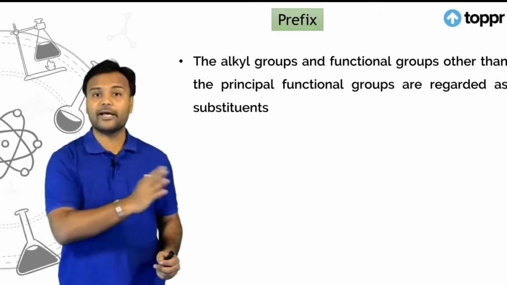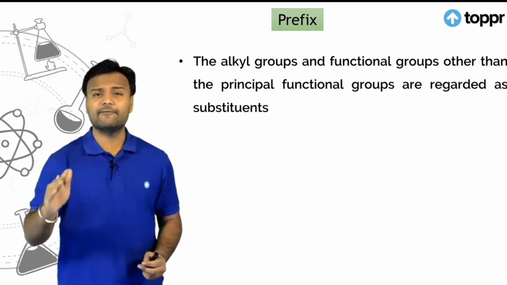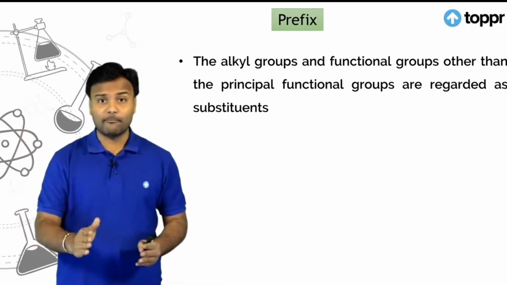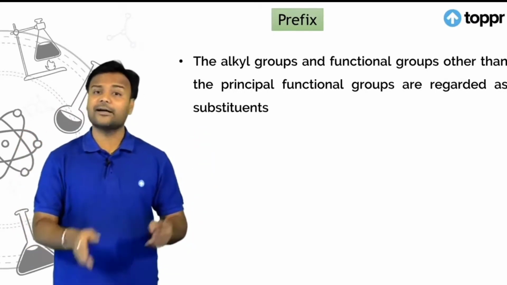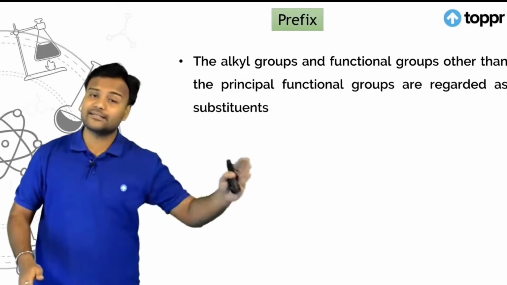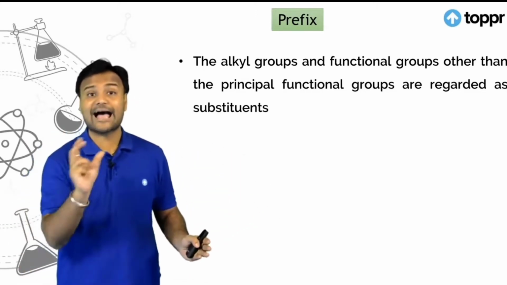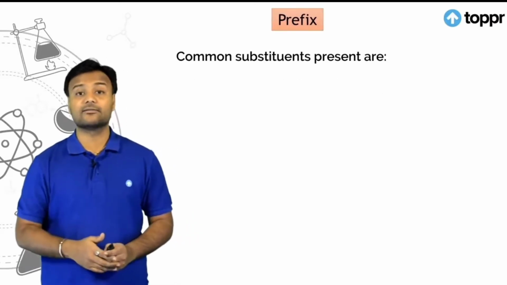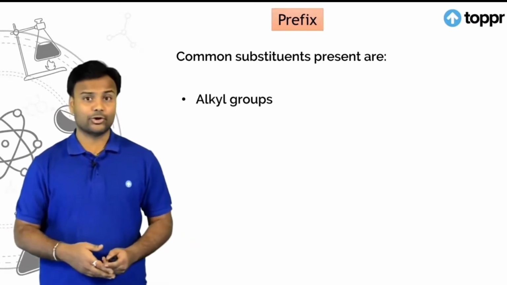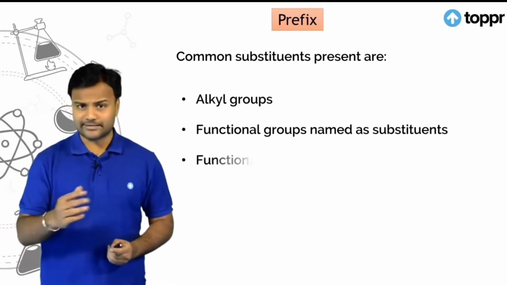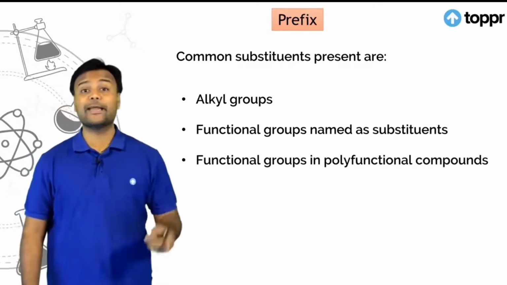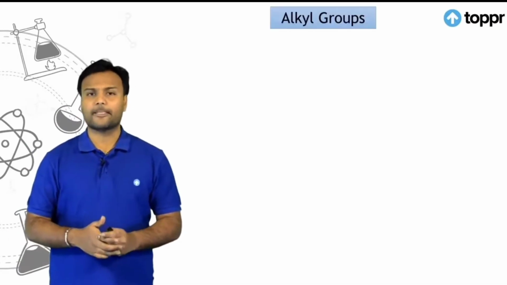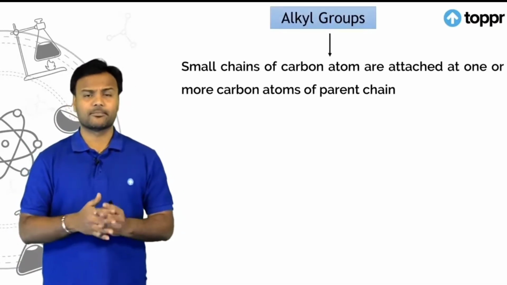So usually if you look at the priority table, carboxylic acid is the one which has the highest priority. So for example, if you have an organic compound where you have a carboxylic acid and alcohol, here alcohol is considered as a substituent, whereas carboxylic acid is considered as the principal functional group. Let's see some examples for these prefixes. Usually, as I told you, alkyl groups. Some functional groups are named as substituents, as well as the functional groups in polyfunctional compounds are named as substituents. Okay, let's have a look at these alkyl groups.